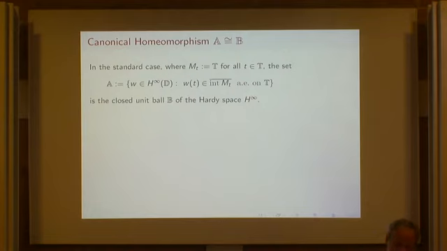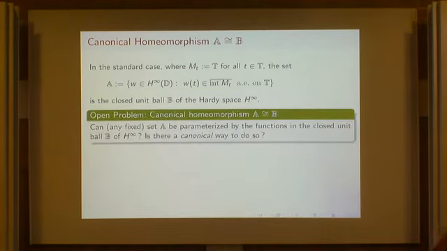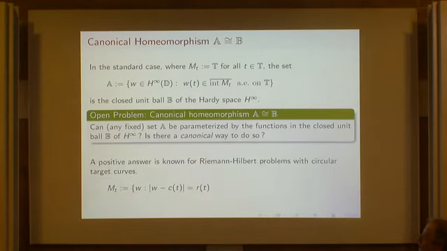This is exactly a reaction to your question. In the standard case, we know that the ZA is the closed unit ball of the Hardy space H infinity. And there is a question if there is a homeomorphism between this closed unit ball and our ZA. This would allow us to parameterize all solutions to the Riemann-Hilbert problems by functions in the closed unit ball B. And we immediately would not only get our continuous solutions, but also solutions corresponding to infinite Blaschke products, to singular inner functions, to very strange things. But it's not clear how to construct such a homeomorphism. A positive answer is known for Riemann-Hilbert problems with circular target curves.